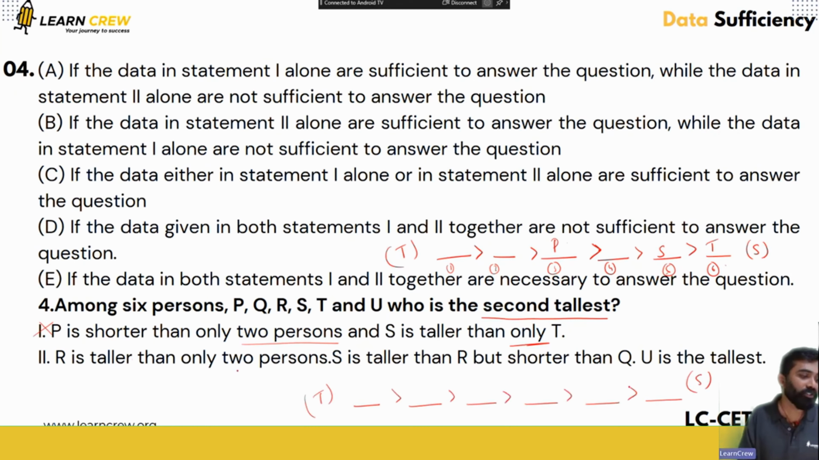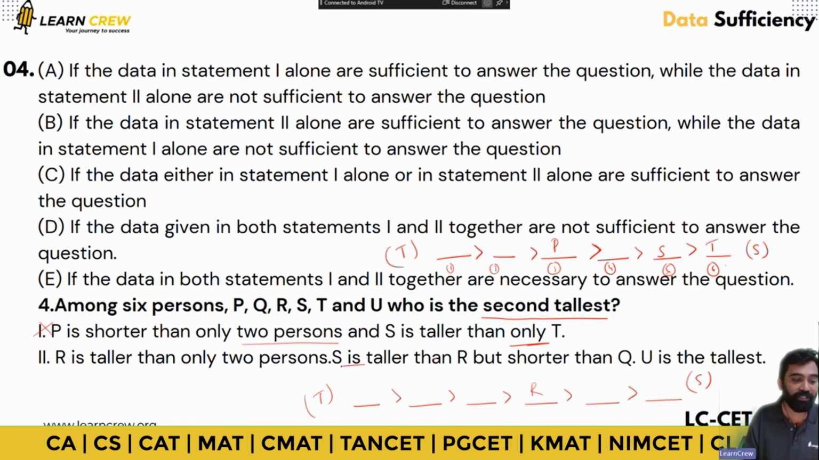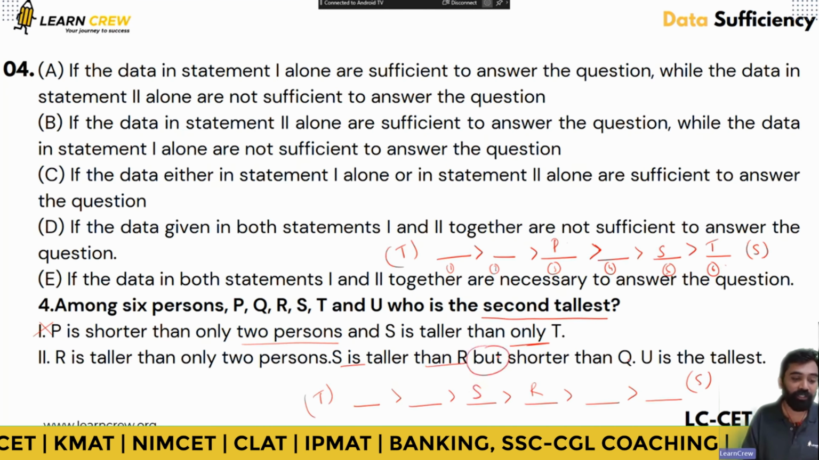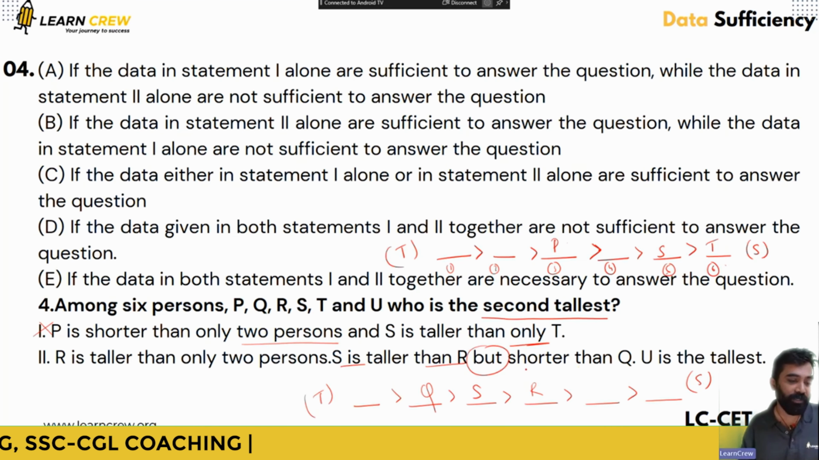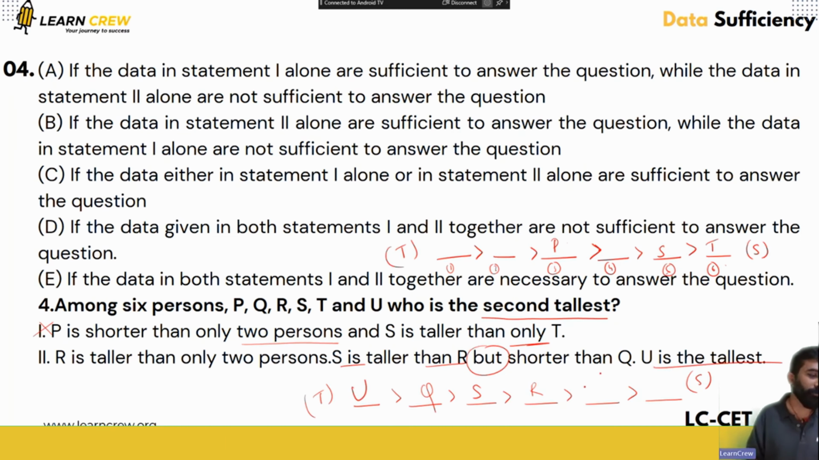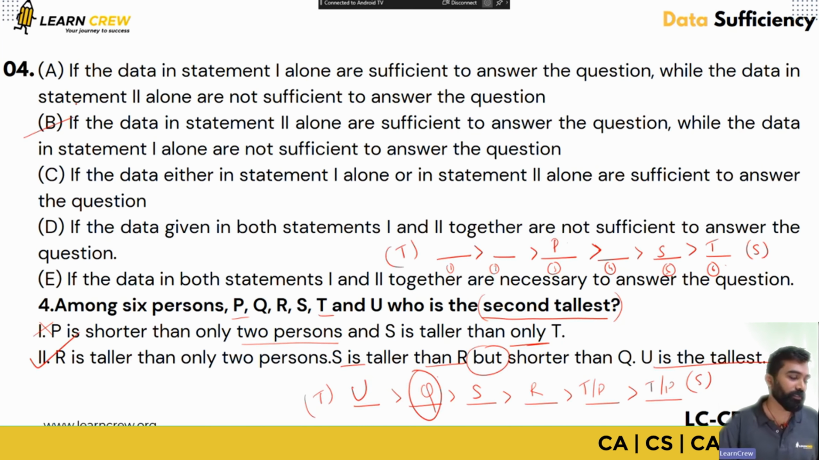Tallest, shortest. R is taller than only 2 persons, so R is going to be here. S is taller than R, but shorter than Q. U is the tallest. If U is the tallest, you are left with 2 places. T is not filled, P is not filled. Here it can be either T or P. The question asked is who is the second tallest? So Q is the second tallest. So this statement is absolutely enough for us to answer the given question. So option B is the right answer. Fine. Is it clear or still confusing? Yeah, clear, sir.